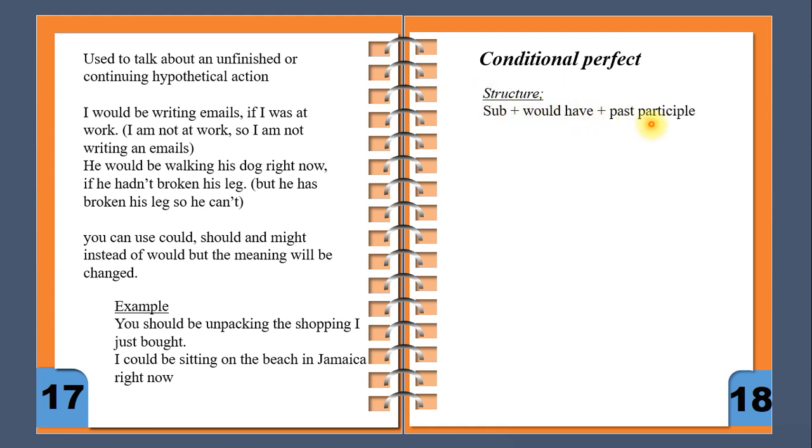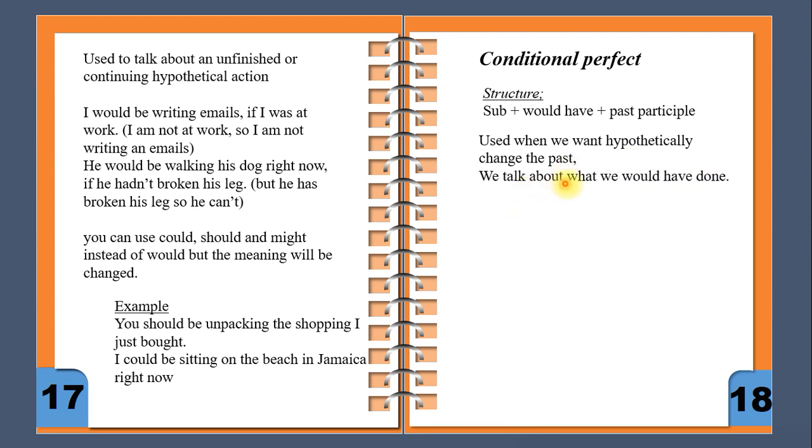Subject plus would have plus past participle. That means the V3 form of the verb. Used when we want to hypothetically change the past. We talk about what we would have done in the past. The past time, meaning the direct.